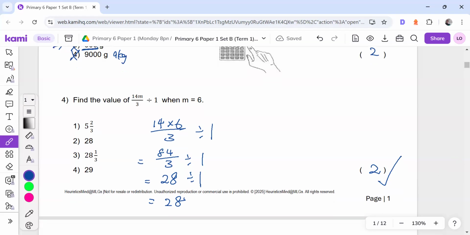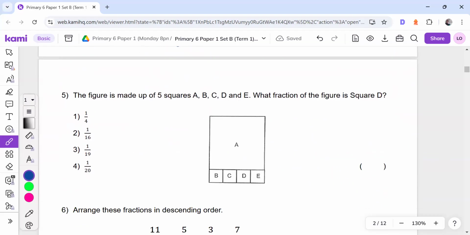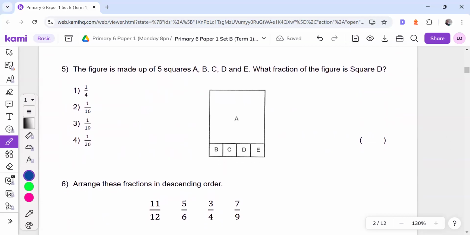Got it? Okay, let's go to question number 5. No questions? Okay, Josh, you okay, Josh? Yeah, understand? Okay, let's go to number 5. If you see number 5, what's the answer? The answer is number 4.